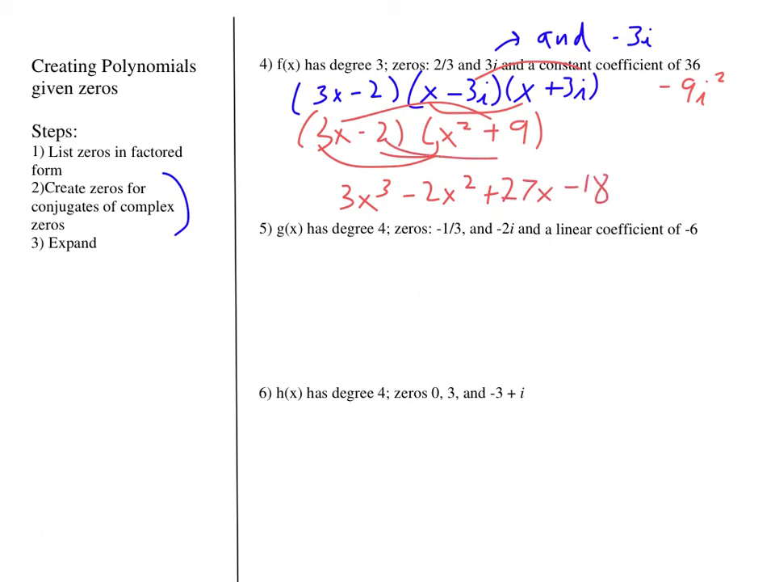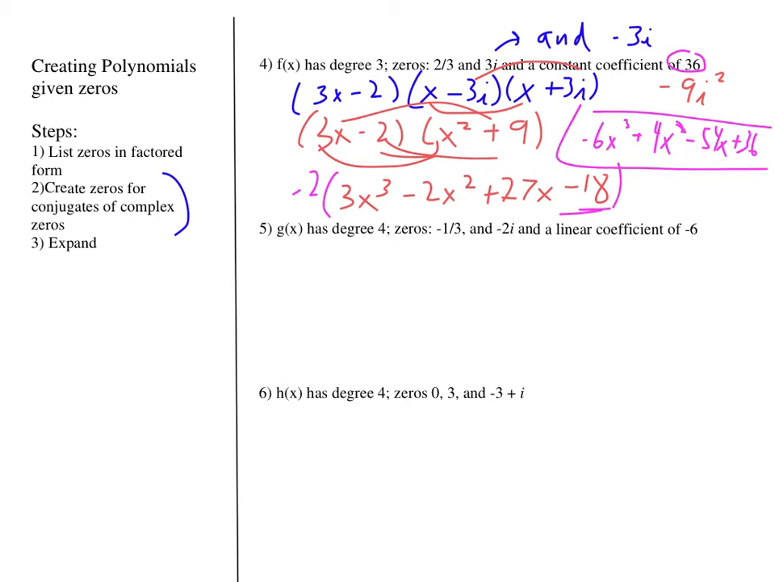Okay, so then lastly, they want that constant coefficient of 36. Right now my constant coefficient, remember that's the last number without a variable, is negative 18, so I can multiply this whole thing by negative 2 in order to make it 36. So I get negative 6x to the third plus 4x squared minus 54x plus 36. So that would be my final answer there. Take care of that as the last step.